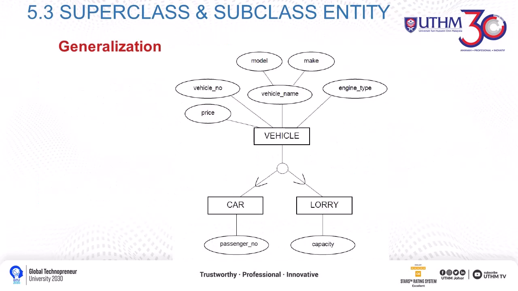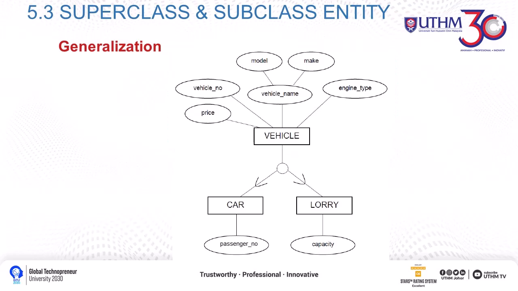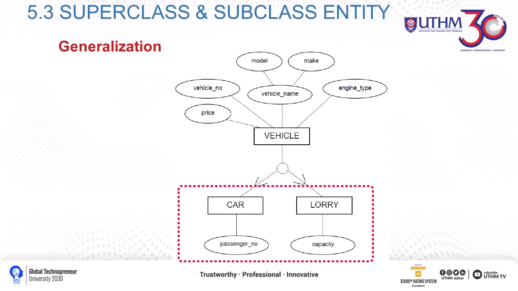Now, let us draw the superclass and subclass for the diagram in the previous slide. All the similar attributes are placed at the top of the superclass. We can name it a vehicle representing a car, lorry, or motorcycle. The specific attribute that belongs to that particular subclass is drawn below as shown on the slide.